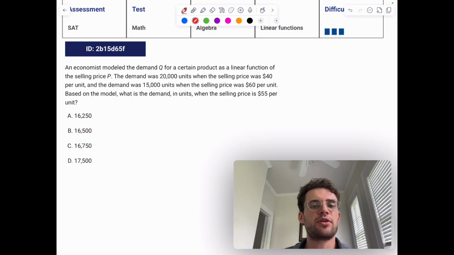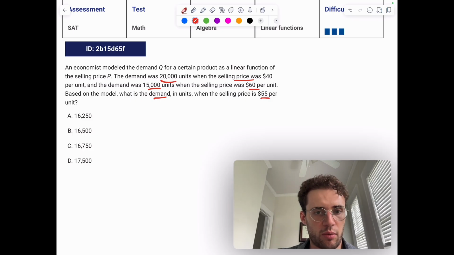An economist modeled the demand Q for a certain product as a linear function of the selling price P. The demand was 20,000 units when the selling price was $40 per unit, and the demand was 15,000 units when the selling price was $60 per unit. Based on this model, what is the demand in units when the selling price is $5 per unit?